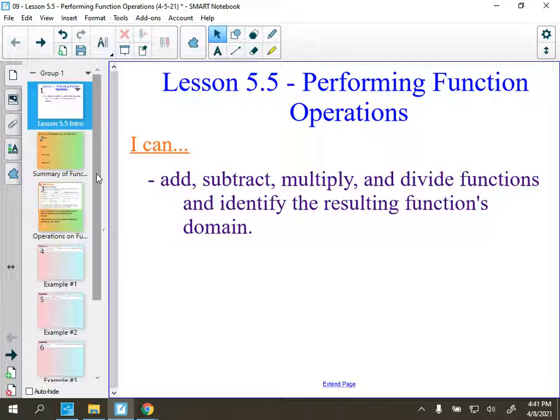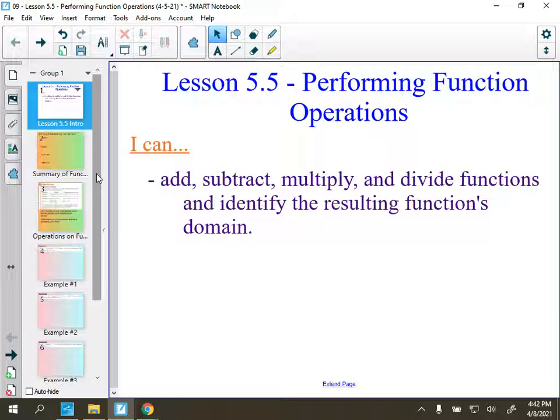And then the second part of the lesson really just involves what happens once we add, subtract, multiply, or divide a couple of functions. What happens to the domain? Do they get blended together? Is it unique? So that's basically what we'll look at.